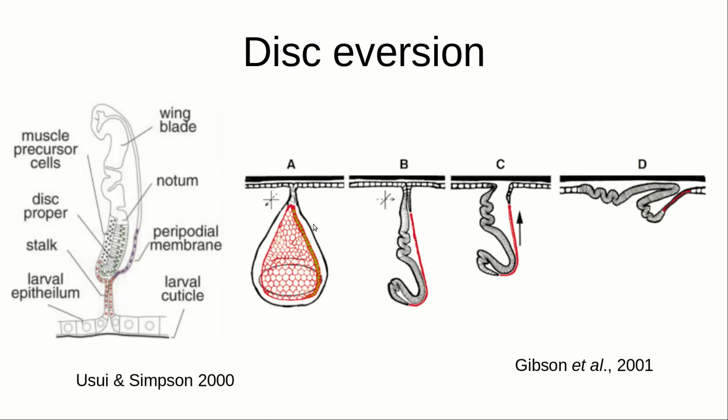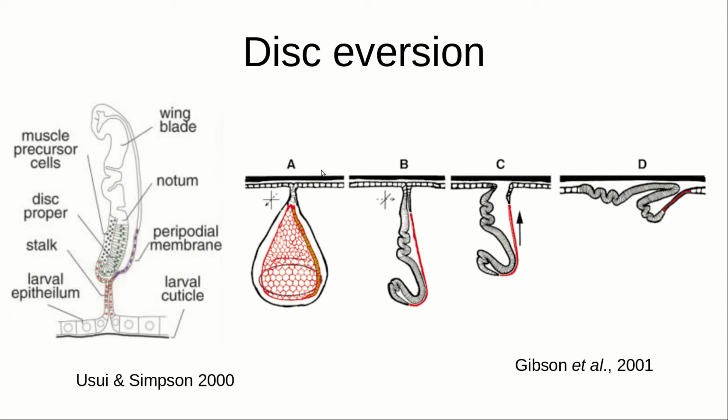After the larval stages and at the beginning of puparation, the disc eversion takes place. So let's remember first what's the structure of the imaginal disc. It is composed of two layers, one which is the proper disc, which is a columnar epithelium, as you can see here, and a layer of squamous epithelium, which is the peripodial membrane, which does not give rise to any adult tissue. And this disc is attached to the larval epithelium through the stalk, which is this region here.